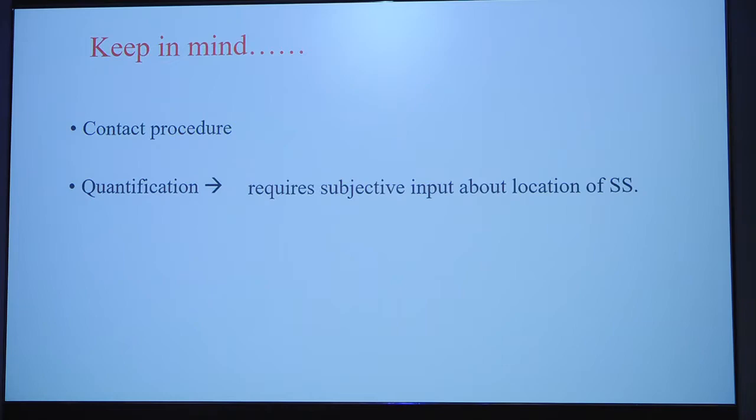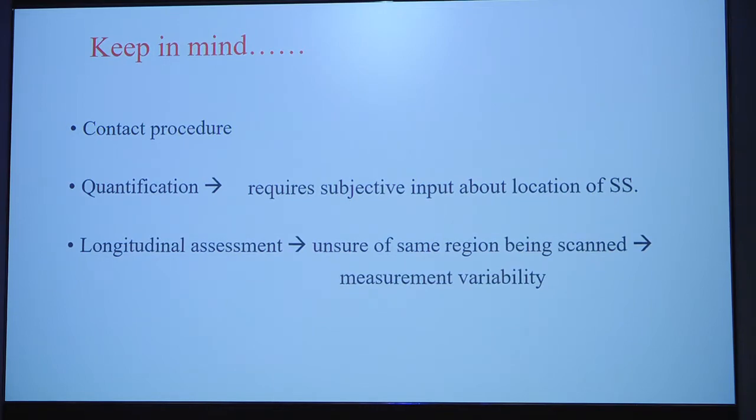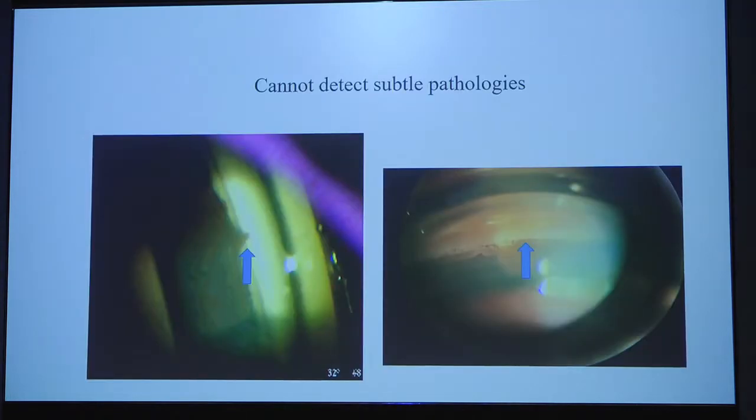So if your scleral spur marking is inaccurate, all your calculations and measurements are going to be inaccurate. The longitudinal assessment that we do over time or after treatment, again we are unsure whether the same region is being scanned each time. So again you need to have certain landmarks in mind, and that might give you a certain amount of measurement variability also.